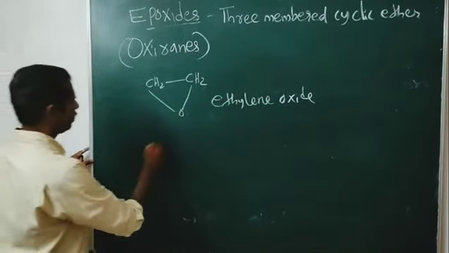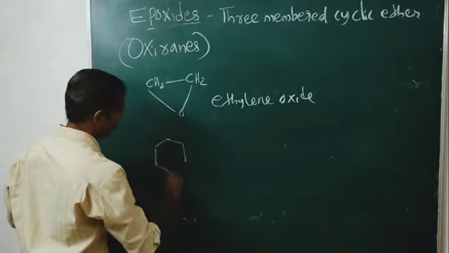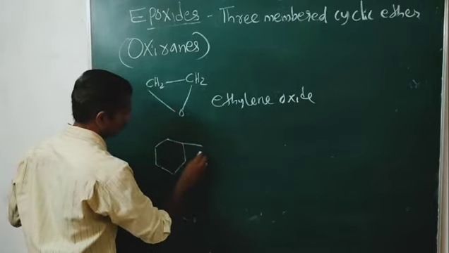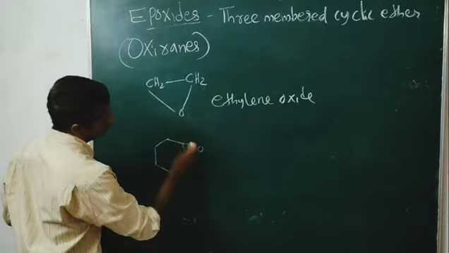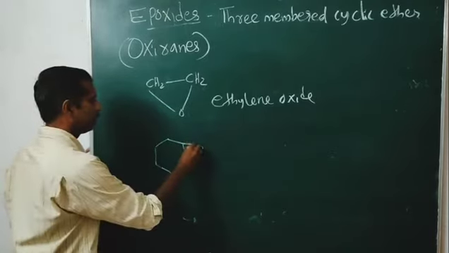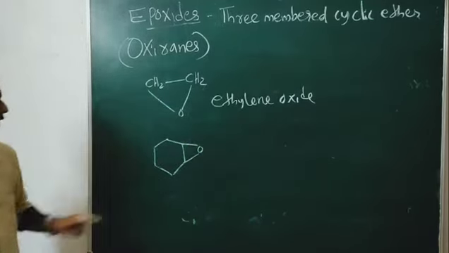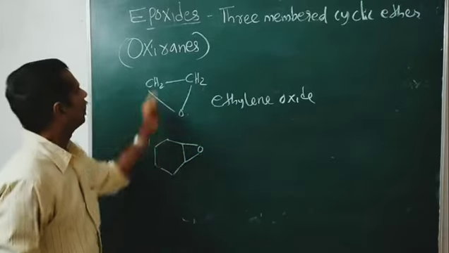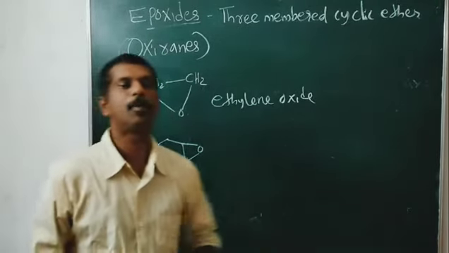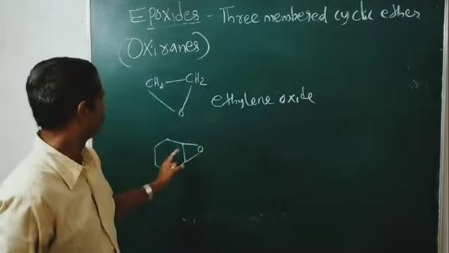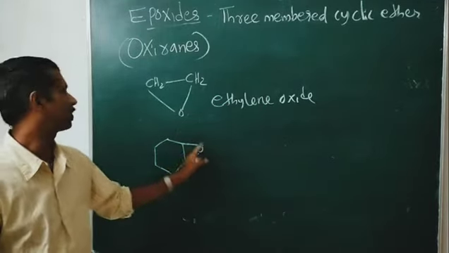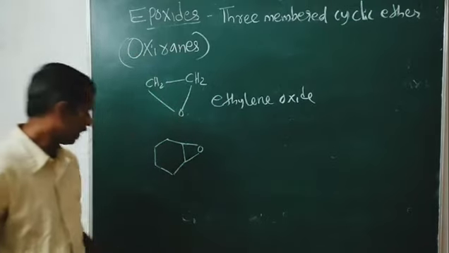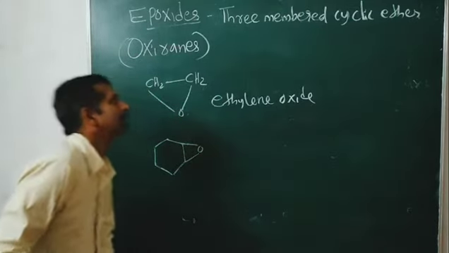Okay, another example. This is also a three-membered cyclic ether. Another example is this one. So this type of compounds are known as epoxides. This is cyclohexene oxide. So epoxides are three-membered cyclic ethers.